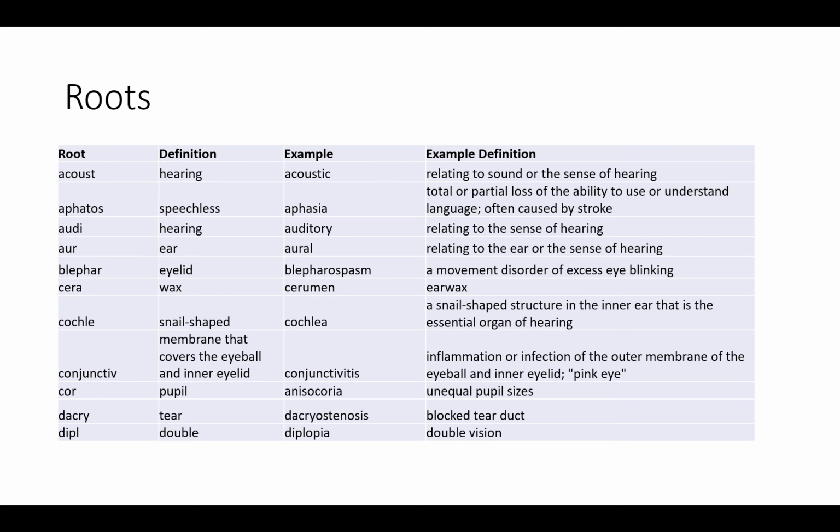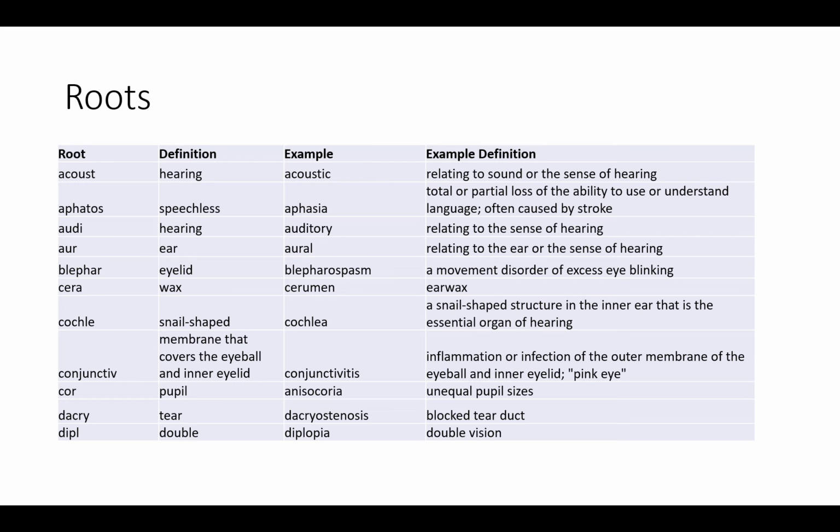Audi means hearing. Auditory means relating to the sense of hearing. Ot means ear. Aural means relating to the ear or the sense of hearing. Blepher means eyelid. Blepharospasm is a movement disorder of excessive eye blinking. Cera means wax. Cerumen is earwax.